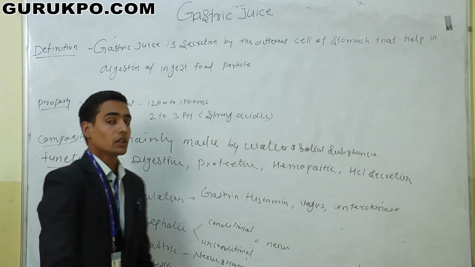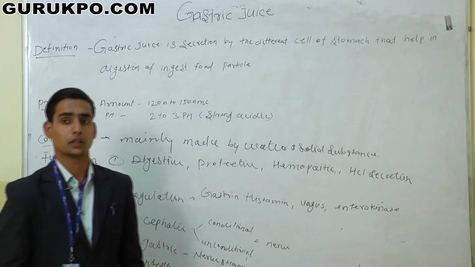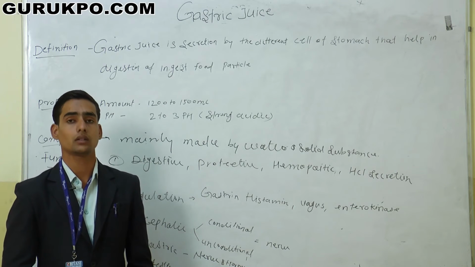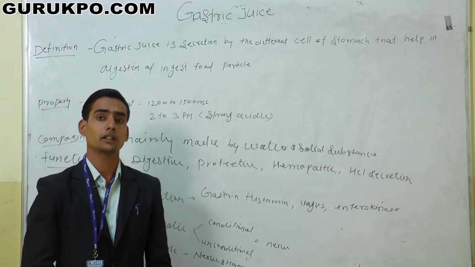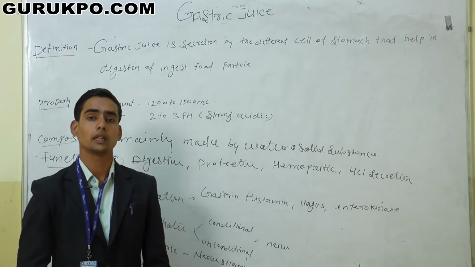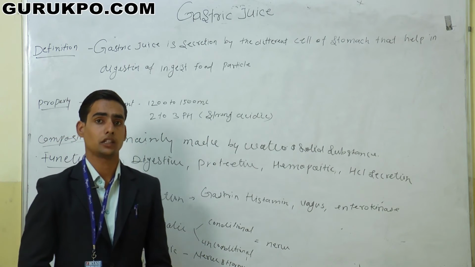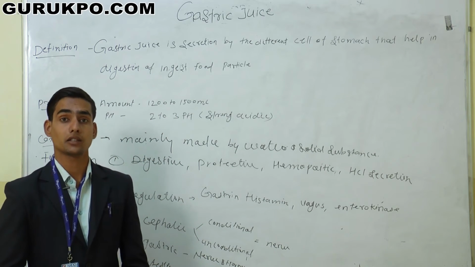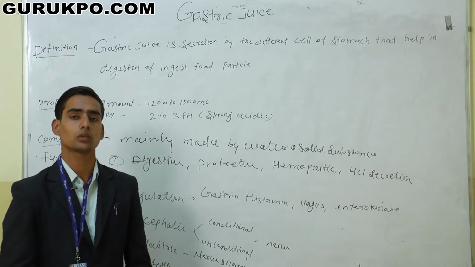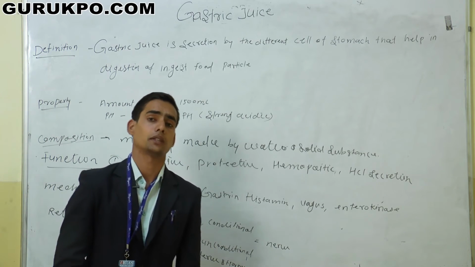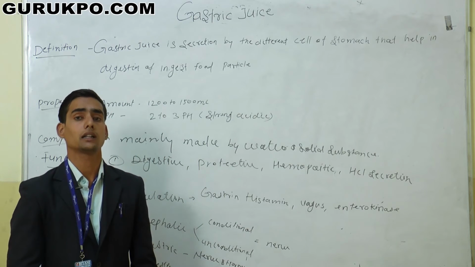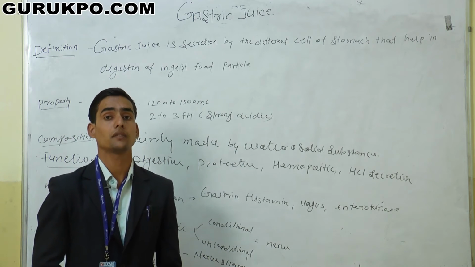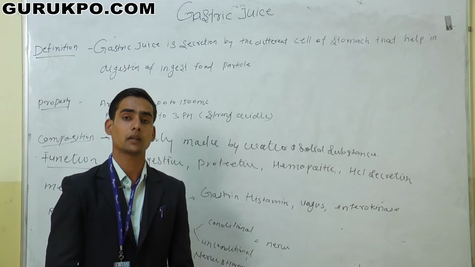Property. Gastric juice has different types of properties. Approximately 12,000 to 15,000 ml is released per day, that is, 2 to 3 ml per minute, released by the body of the stomach, and it has a highly acidic environment. The pH is 2 to 3. It is very highly concentrated and strongly acidic. If a person dips a finger in the gastric juice, the finger may be burned.